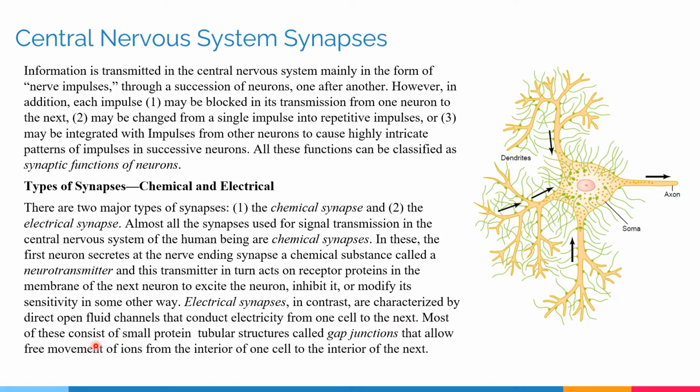Most of these direct fluid channels consist of small protein tubular structures called gap junctions that allow free movement of ions from the interior of one cell to the interior of the next. And thus, with the free movement of ions, the action potential is also transferred from one neuron to the next, and this is how nerve impulses are transmitted in the case of electrical synapses.